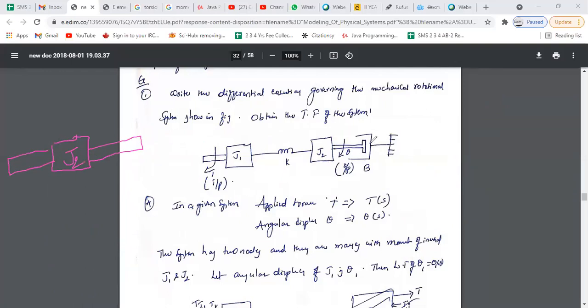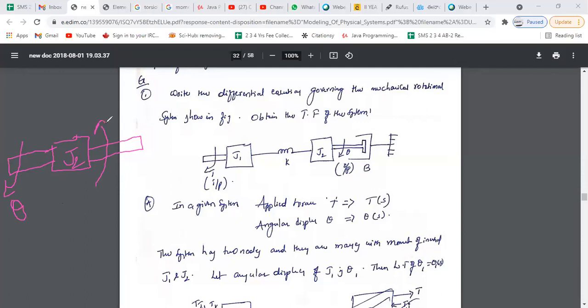Is there any applying torque on J2? No, sir. So what about the displacement? What is the displacement here? Given displacement theta. What are the opposing torques now?